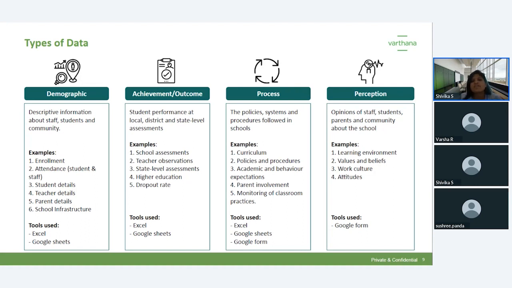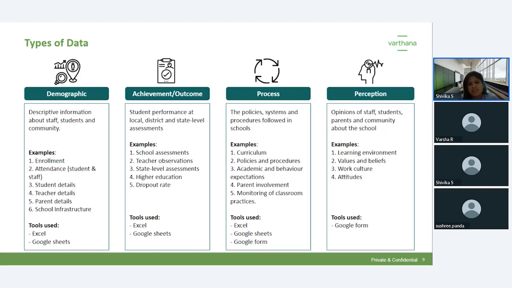So every school has access to this data. How effectively and efficiently we are using this data is up to us. We also have a lot of achievement data, where we say how the school is performing, how the student is performing, the teacher observation, what is the dropout rate or what is the enrollment rate.